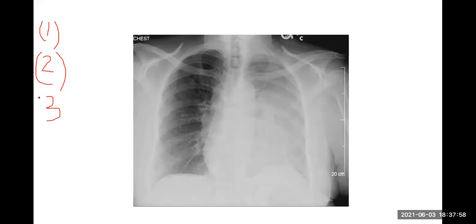Number three, pneumonectomy. So, could be a massive pleural effusion. It could be a collapse of the left lung in this case, or it could be a pneumonectomy. Various reasons for doing that. Obviously, things like cancer, you sometimes remove the lung completely.